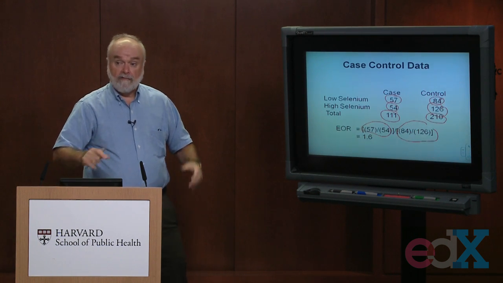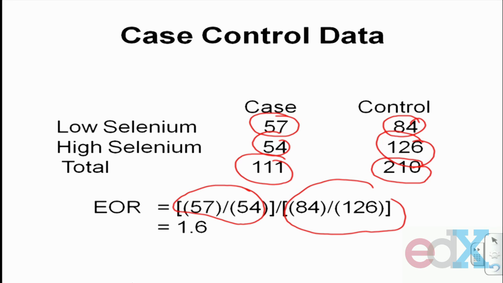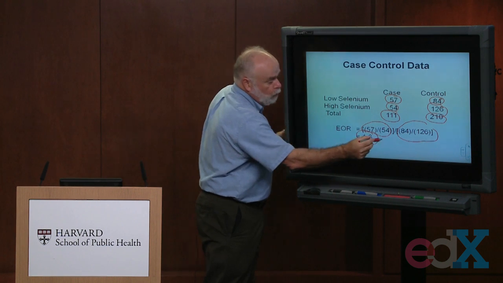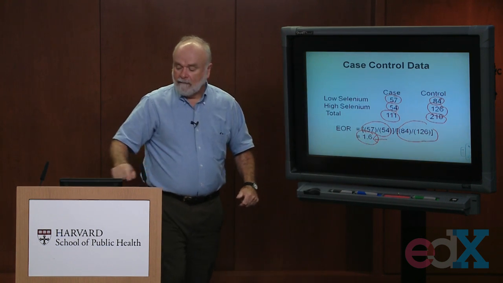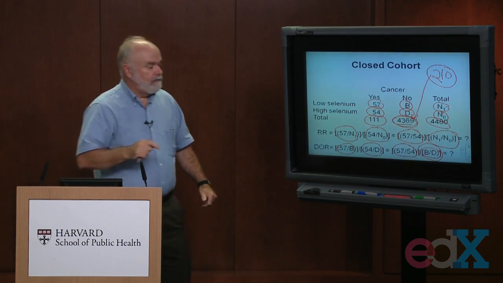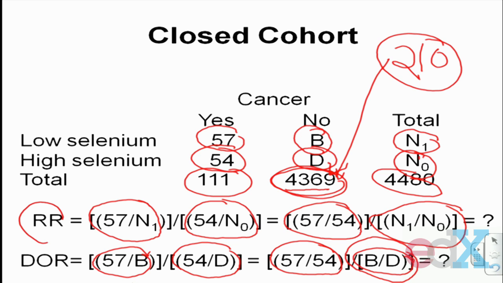So what Dr. Willett then calculated in his actual nested case control data is a value for the exposure odds ratio of 1.6. That's the measure of association. Now the question is, how can we interpret that measure of association? Can we interpret it as somehow reflecting the influence of selenium on the incidence of the development of cancer? And the answer is yes, because we can link this number 1.6 to those numbers we would have loved to have created if we had the full cohort study. We can link it to the risk ratio and the disease odds ratio that we could calculate if we had the full closed cohort data set.